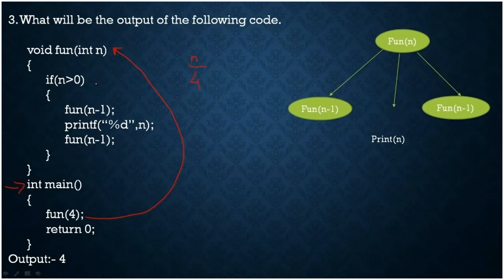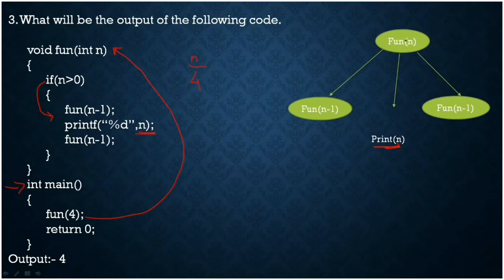If 4 is greater than or equal to 0, is the condition satisfied? Yes, the condition is satisfied. If the condition is satisfied, it gets into the body. So fun of n minus 1, that is fun of 4 minus 1, that is fun of 3. See here, this is a recursive tree, you will understand better from this. Fun of 4 is calling fun of n minus 1, and then it is printing the n value.